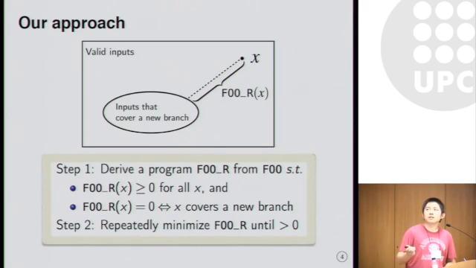This figure gives us the intuition of our approach. The rectangle denotes all inputs for the function foo, while the ellipse denotes the inputs x which can cover a new branch. The constructed function foo_r denotes the distance between any input x and this good input that we want. If the value gets to 0, it means x is within this range and will cover a new branch, which is precisely what we want. This is the intuition behind our approach.